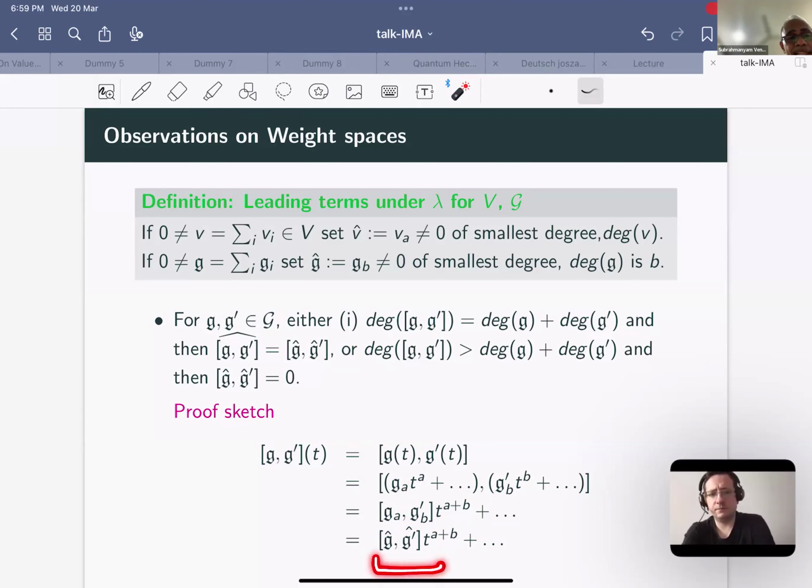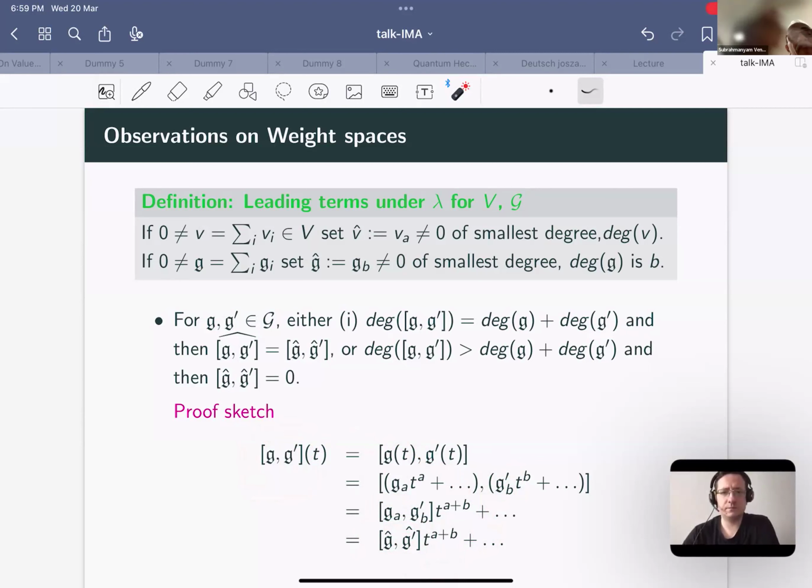But that is precisely what I have defined as G hat. This is what I have defined as G prime hat. So this bracket is really this bracket. So now, of course, if this bracket is 0, then the degree of this is going to be something larger than a plus b.